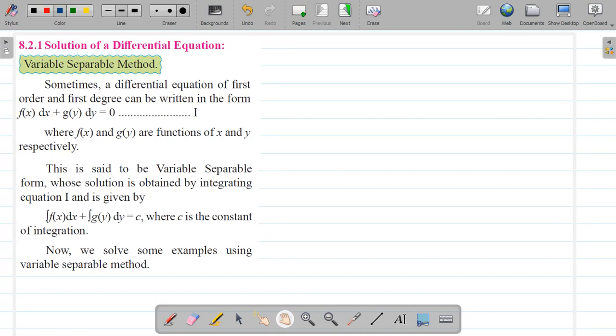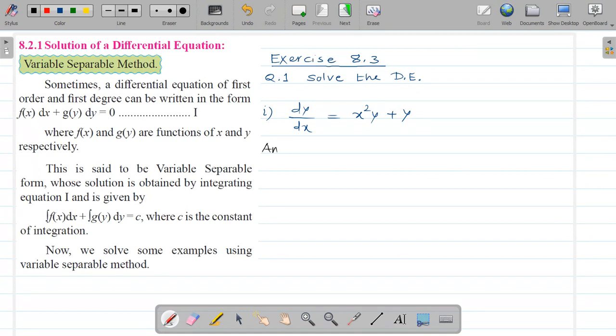Now today we will discuss some examples from exercise number 8.3. Let us see exercise number 8.3 and question number 1, that is, solve the differential equation dy by dx is equal to x square y plus y. Here there are two variables x and y, and we have to use the variable separable method. While using it, we have to keep dy and dx at the numerator sides. So here it is dy by dx. Now dx is to the numerator.